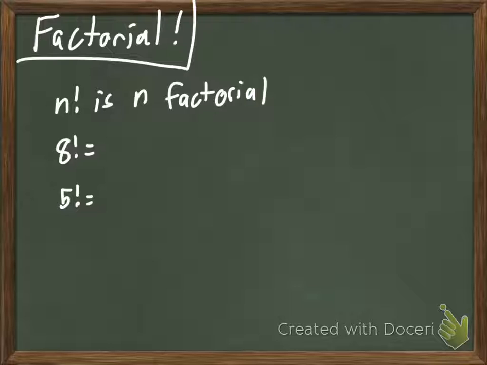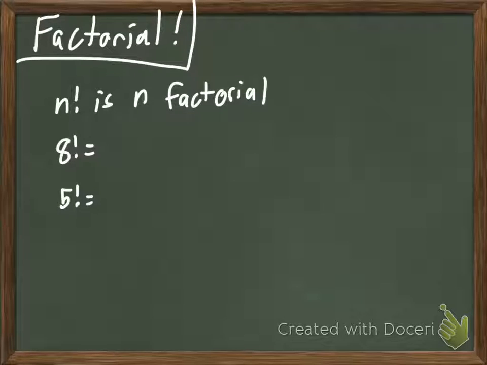So first we need to talk about factorials, because factorials are used with both permutations and combinations. You see this n with an exclamation point? Well, that exclamation point is what we call a factorial in math. It's pronounced as "n factorial." And here's how factorials work. So we have 8 factorial.